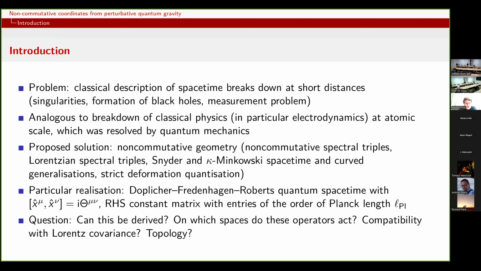Of course, it comes in many flavors. It was developed by many people. I didn't put too many here because you probably know them better than me. So there are non-commutative spectral triples, which are usually in Euclidean signature. Our world is Lorentzian, but there are also Lorentzian spectral triples, so this has been generalized. There are certain non-commutative spacetimes, like Snyder spacetime, kappa-Minkowski, and also curved generalizations. So we know our universe is not flat, so one would need to generalize these examples also to curved backgrounds. And there is also strict deformation quantization, which introduces deformed non-commutative products. And well, okay, many people are working on this.